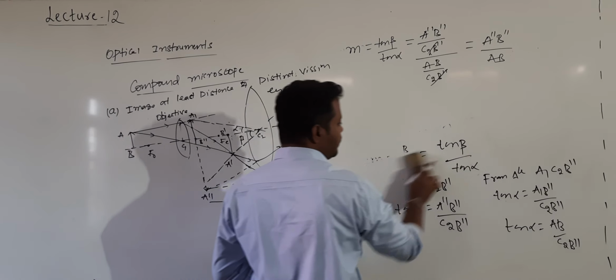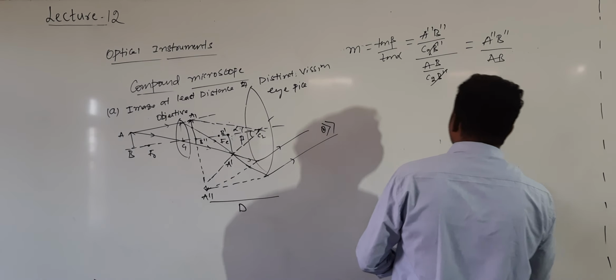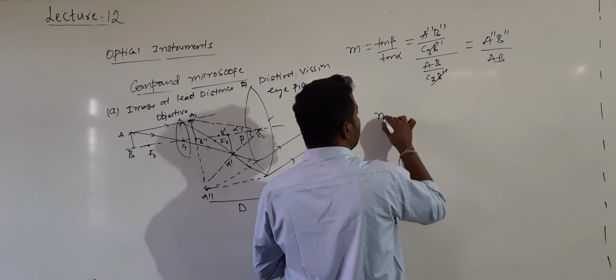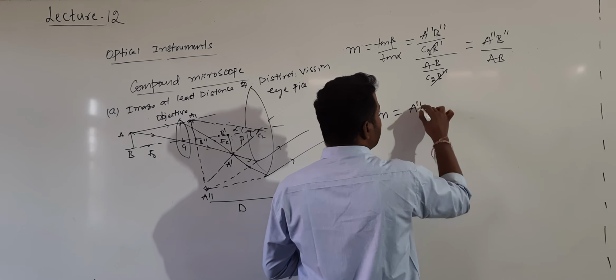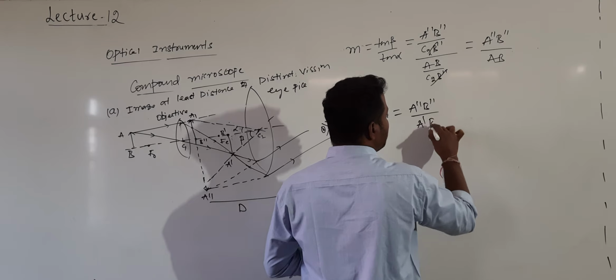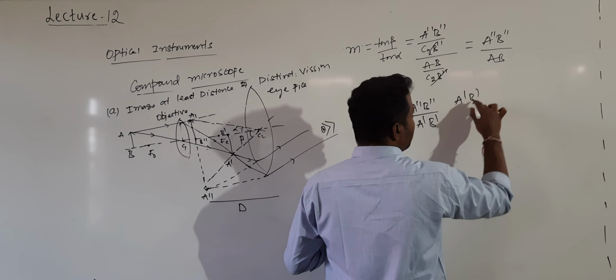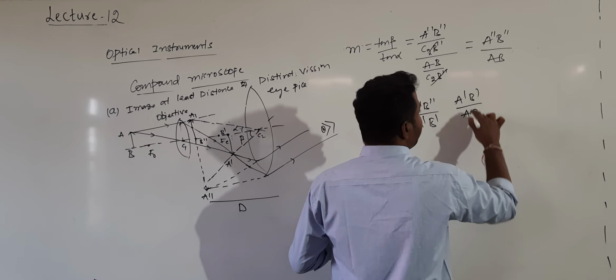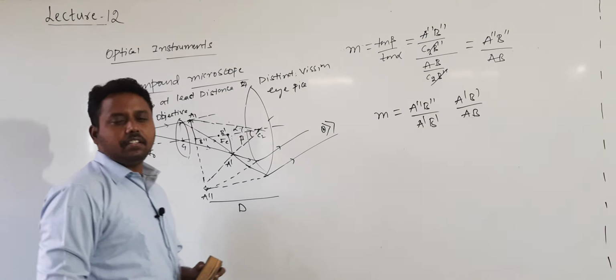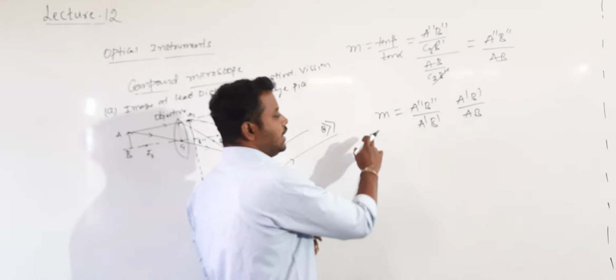The total magnification can be also written as, what can I write? M value is equal to A double dash into B double dash divided by AB, which I can write as A dash B dash into A dash B dash divided by AB. Can I multiply numerator and denominator with A dash and B dash? So A dash B dash cancel, I will get the same answer.